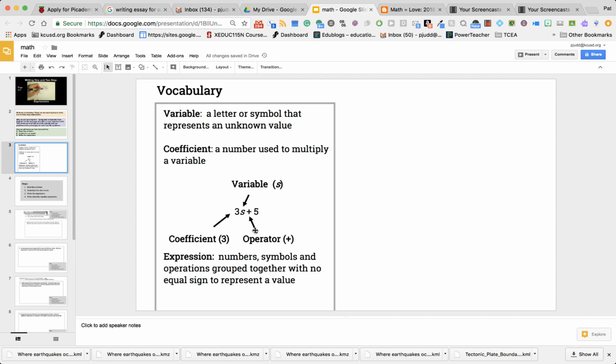And the operator is the math operation that you use in the expression. And in this case, the operator is an addition sign, so you know you're going to be adding. And then 5 is the constant, the number that does not change. And an expression refers to numbers, symbols, and operations grouped together with no equal sign to represent a value.